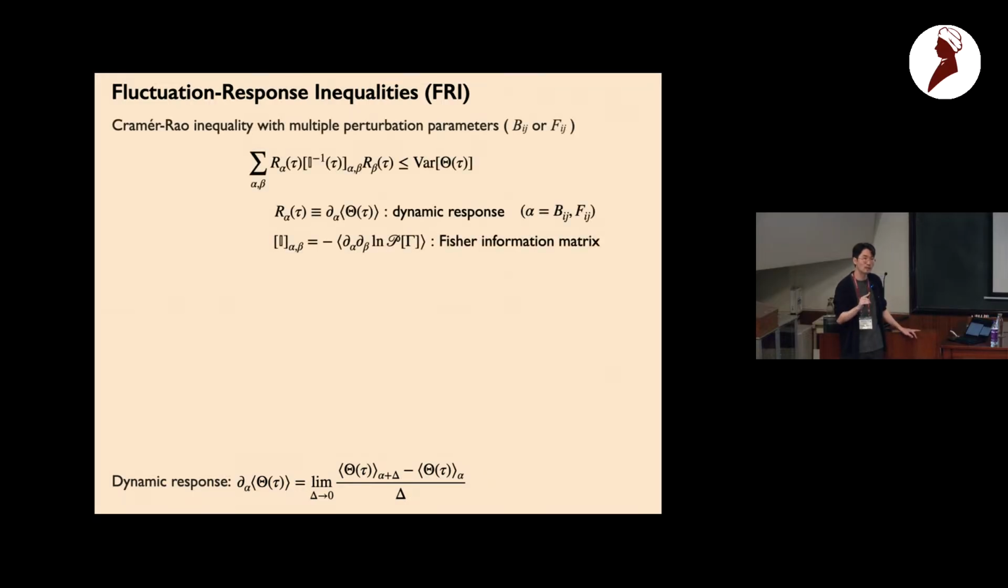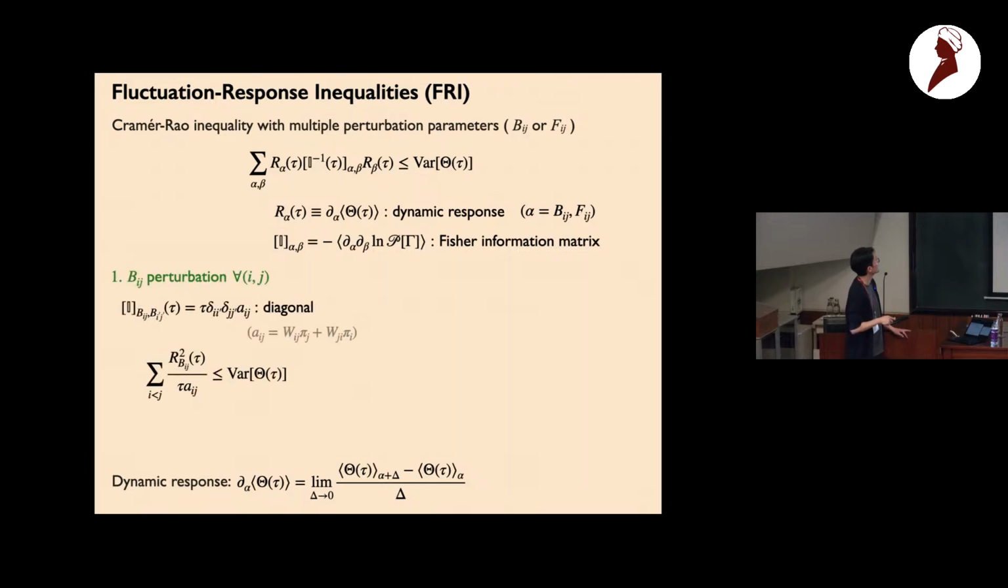If you are familiar with TUR and KUR, you may know that TUR and KUR can be derived from the Cramér-Rao inequality with a single perturbation parameter. However, in our setup, there are multiple perturbation parameters. There are many Bij, many Fij. So we have to use the Cramér-Rao inequality with multiple perturbation parameters. The formula is given by this matrix formula, which is a little bit complicated to calculate. Here, R alpha denotes a dynamic response, this I matrix denotes a Fisher information matrix, and this is the variance of the observable. It is non-trivial to calculate this one.